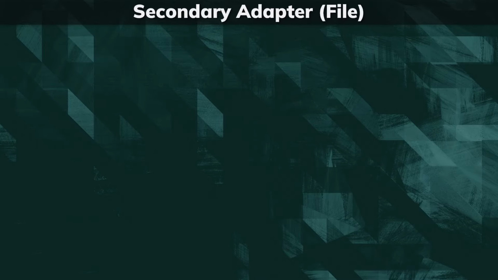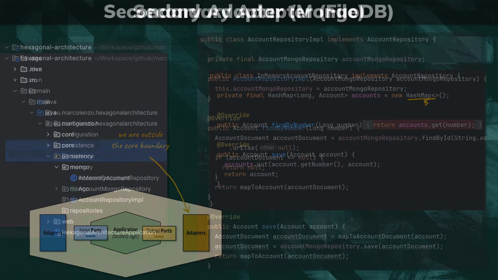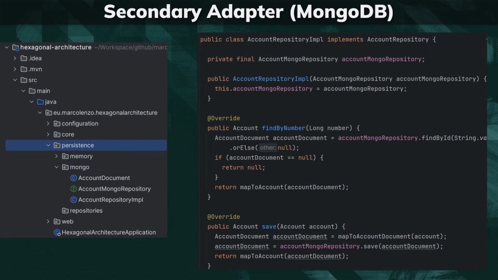Now we can write the adapters. I created two adapters that implement the account repository to demonstrate the power of the pattern. One allows us to save data in memory. I'm just using a hash map. Very simple. The other saves data on MongoDB.